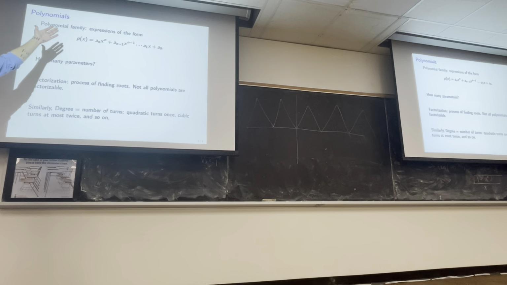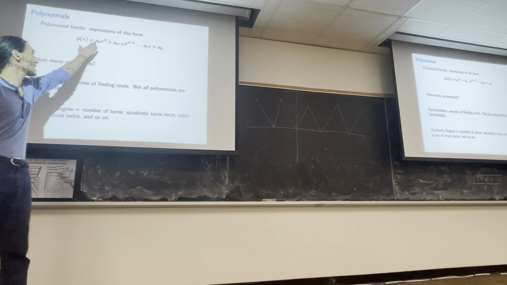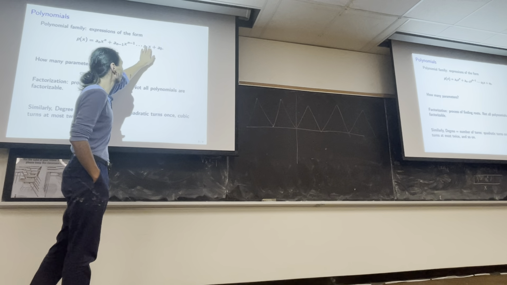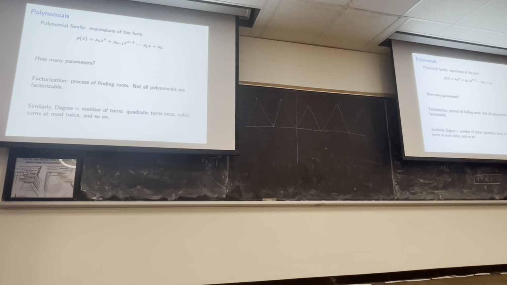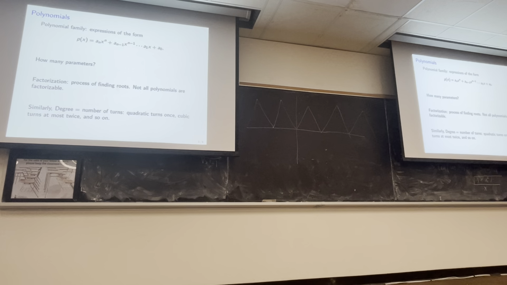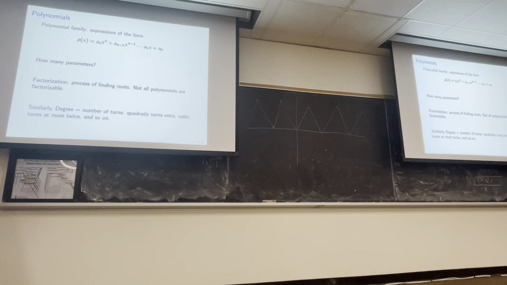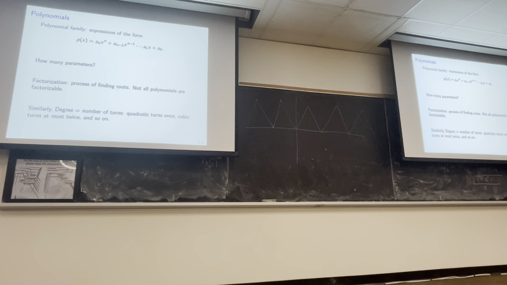Here's a polynomial. It's an expression of the form p of x equals a_n x to the n, plus a_{n-1} x to the n minus 1, dot dot dot, plus a_1 x plus a_0. Here n is an integer, something that I didn't write here. By integer I mean a natural number, so it's positive. For example, something like x squared is a polynomial. Something like x to the minus 1 is not a polynomial. Make sense? n is a positive integer, so it's a natural number.